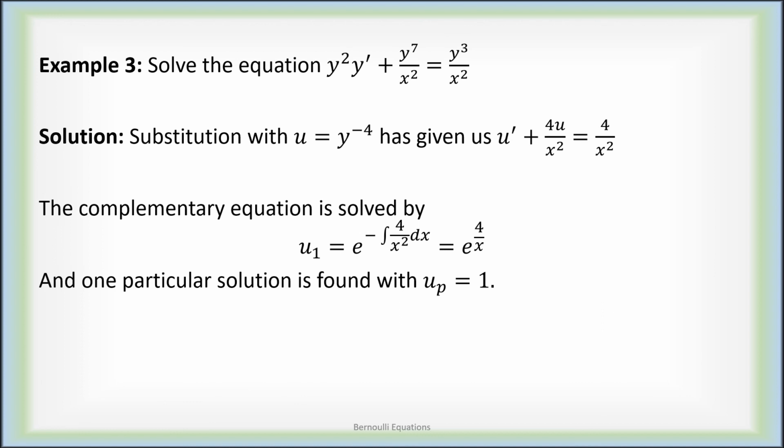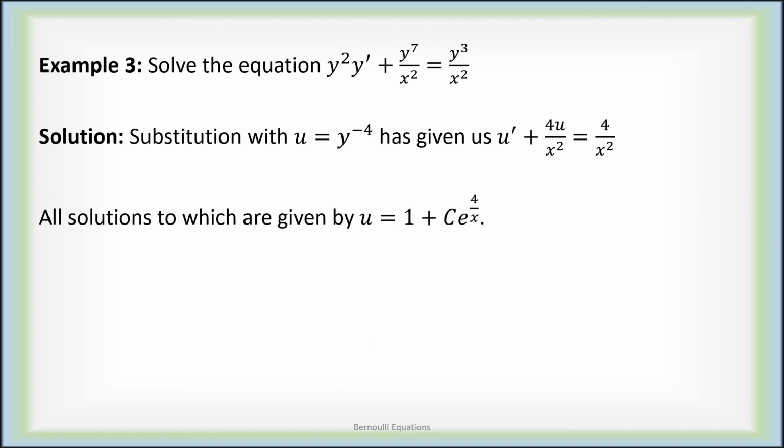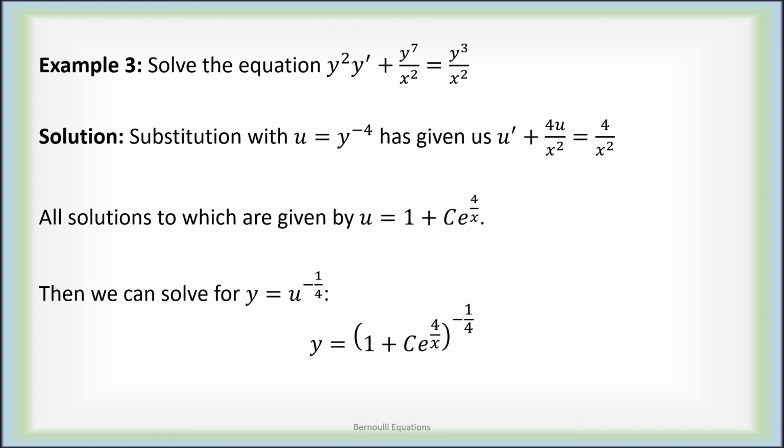So we found a single solution to the complementary equation, e to the 4 over x, and we found a particular solution, 1. Therefore, all solutions are given by our particular solution plus a constant times the solution to the complementary equation we found. So u must be of the form 1 plus a constant times e to the 4 over x. Now that we know this, we can solve for y. Okay, if u is y to the negative 4, then y is u to the minus 1/4. There it is, 1 plus a constant times e to the 4 over x, all raised to the minus 1/4.